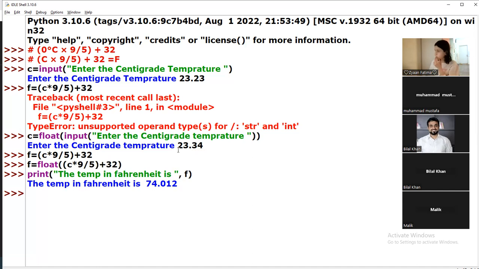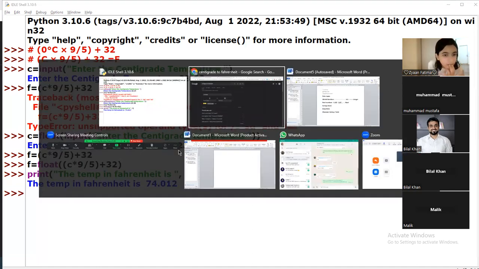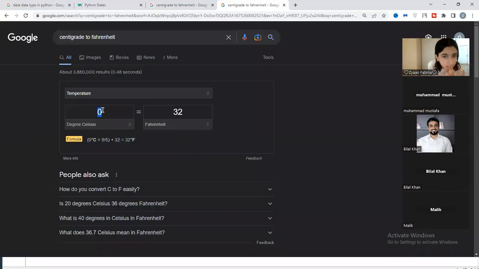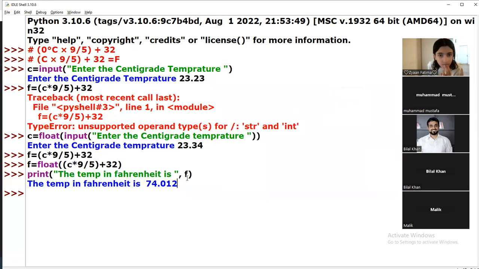Let's just check whether our calculation is correct. In order to check this calculation, we can go to Google. The temperature that we selected was 23.34. And now you can see that Google also says that our calculation is perfectly fine.